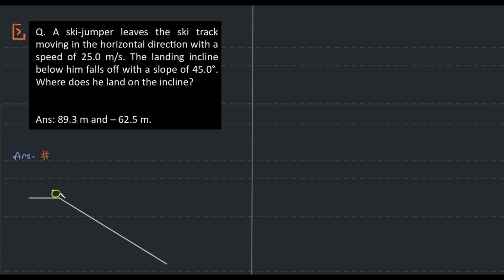So I'll just consider him as an object. We have an object which is coming out horizontally in this manner. This landing incline is of 45 degrees. So obviously the object, or in this case the person, will go somewhere like this and fall. They want us to figure out this distance basically.